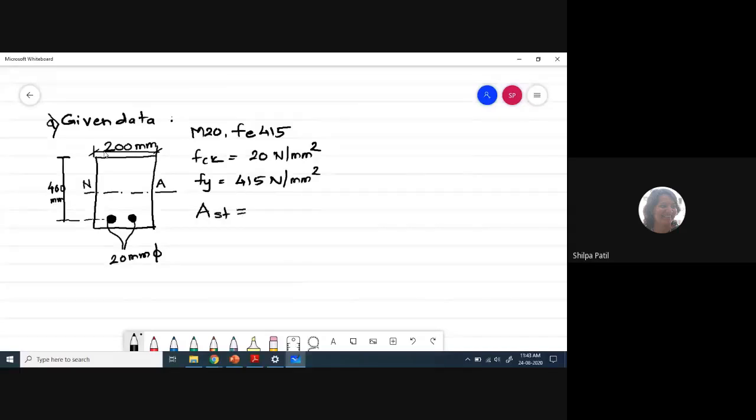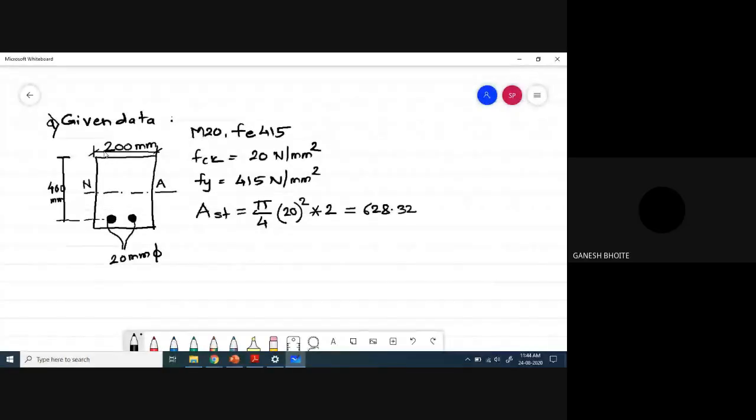It is simply the area of a circle. How do we calculate the area of a circle? Pi by 4 d square. D is the diameter, which is given as 20, squared, and such two bars are there. So this is my Ast. Tell me the value. 628.32 mm square. Do not forget to write down the unit.